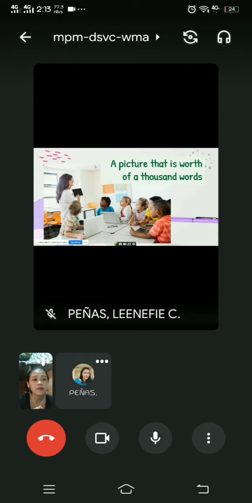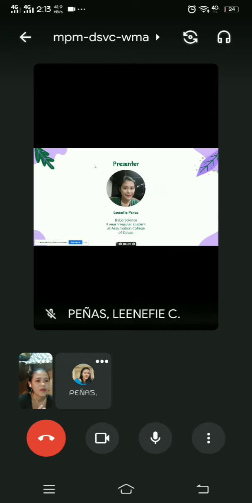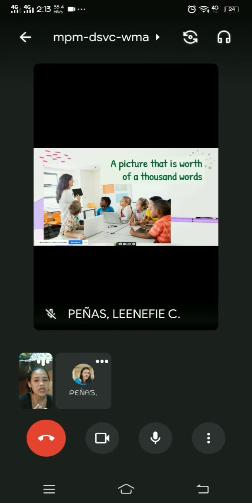As you can see in this picture, the students are all using technologies under the supervision of the teacher, right? Without the teacher, the students will not be able to achieve the learning outcomes, and there will be no one to guide them in assessing or acquiring their learnings. So that's all for this topic.